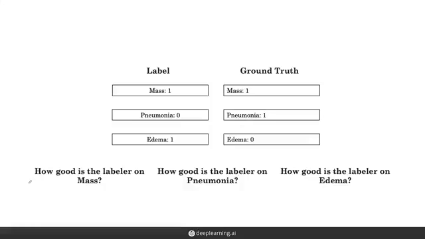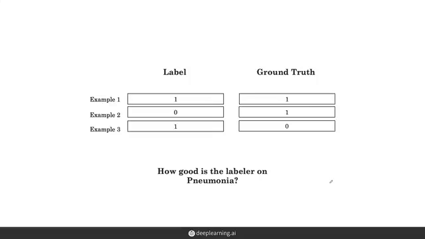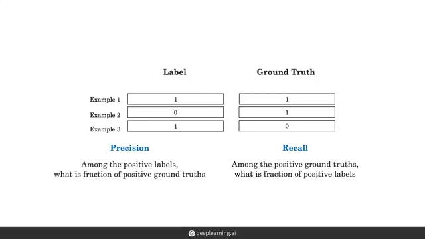We can break down the question of how good a labeler is into how good the labeler is on each of the diseases, here MAS, pneumonia, and edema. Let's look at pneumonia first. Here we can see the label and the ground truth for several examples. We'll first look at two metrics to evaluate the labeler, precision and recall.